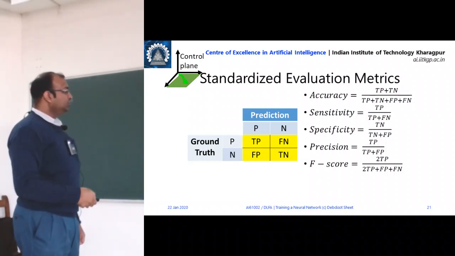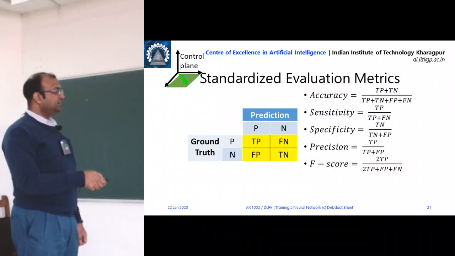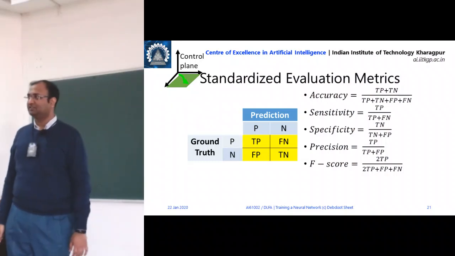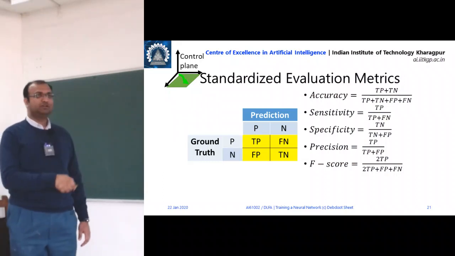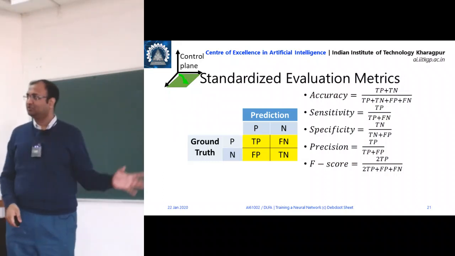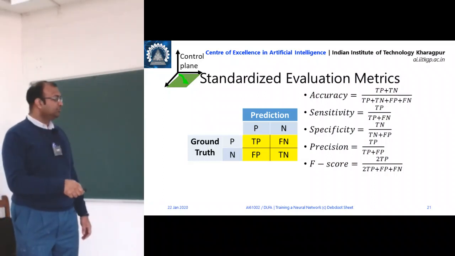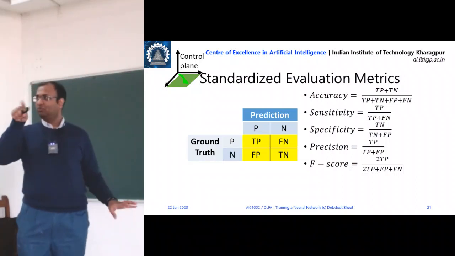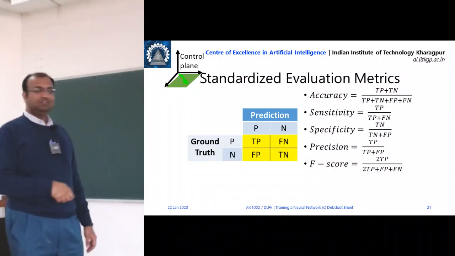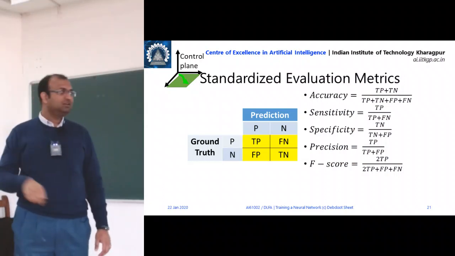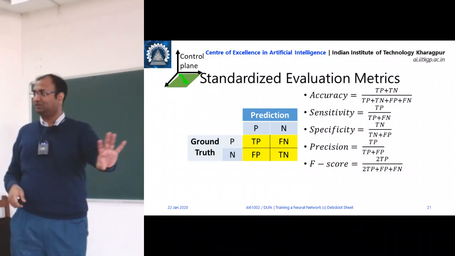So what we typically do is create a matrix, a 2x2 matrix for a 2-class problem, which is called a confusion matrix. If you have a 3-class problem, this becomes a 3x3 matrix, and for a 4-class problem, a 4x4 matrix. For a 2-class problem, in my ground truth or actual y, there is a positive class, which is class 1 or omega 1, and there is a negative class, which is not class 1.